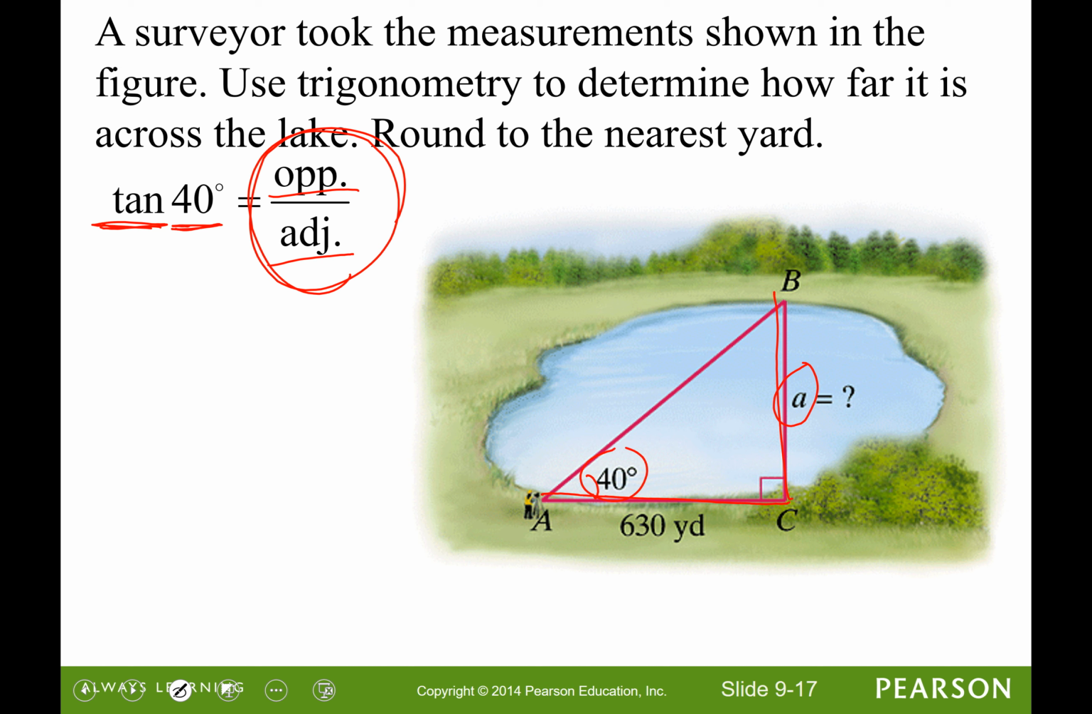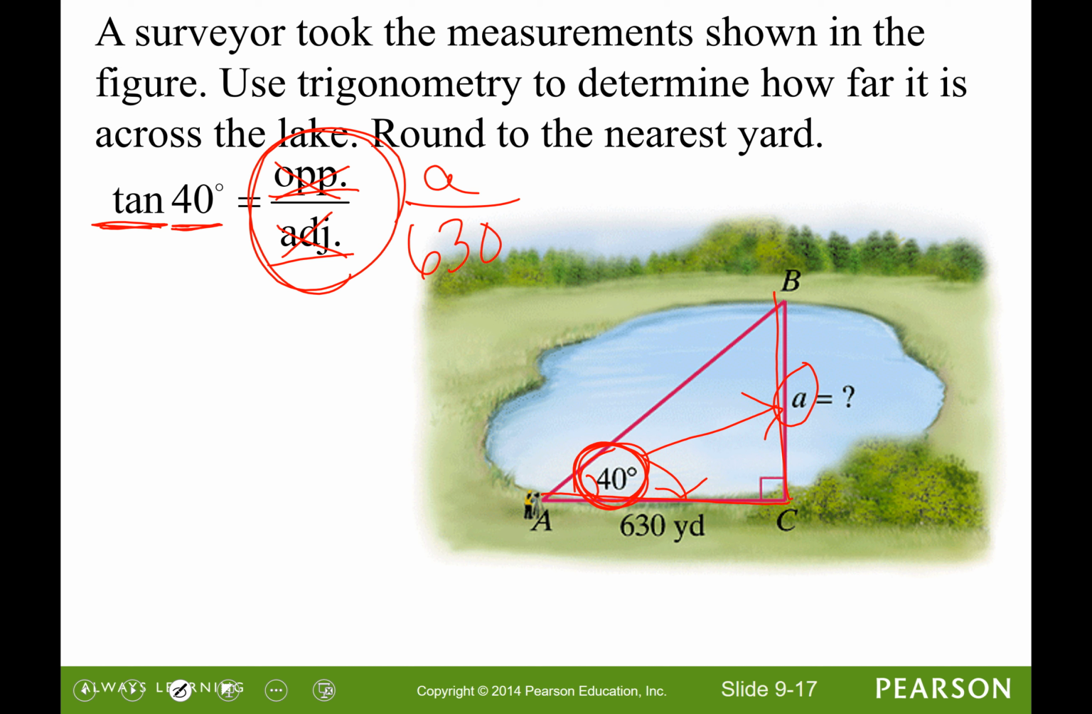All right, so what you want to do is go to your triangle. I like to circle the angle that I'm working from. Then I draw an arrow to the opposite side, and it looks like the opposite side length is our unknown A. So instead of OPP for opposite, we're going to write an A there. And the adjacent side would be the 630 yards, so it's going to be A over 630.